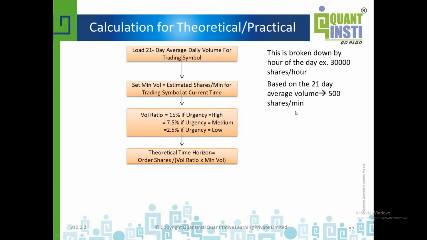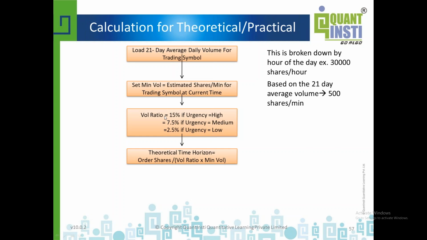This is independent of the number of orders that you want to trade, or the number of stocks that get traded. This is subjective, based only on how urgent your order is. You can say that this number is 0.15, 0.075, or 0.025, right?